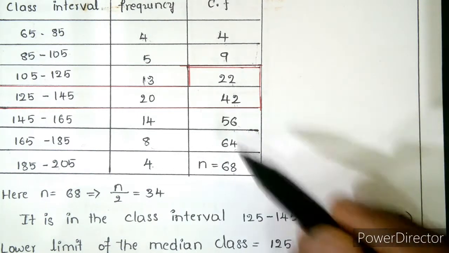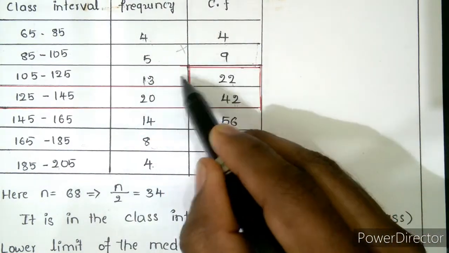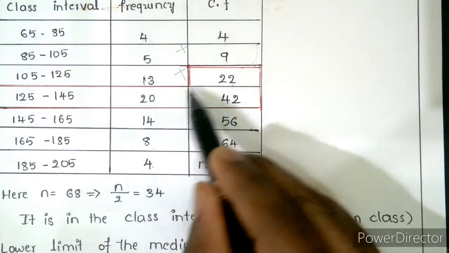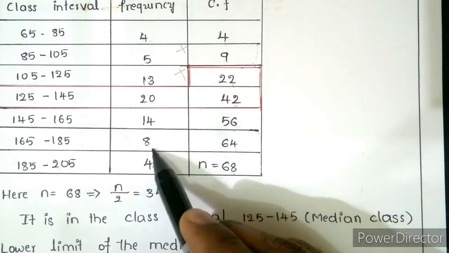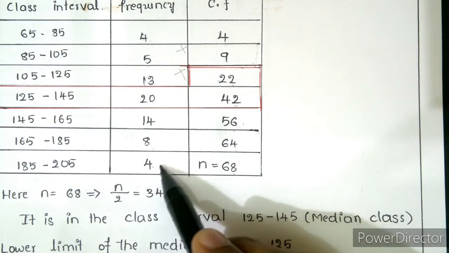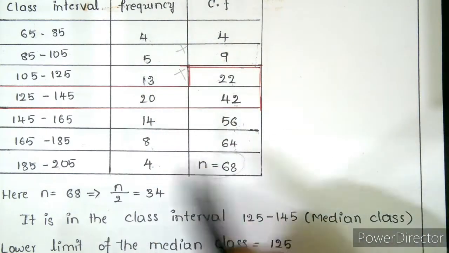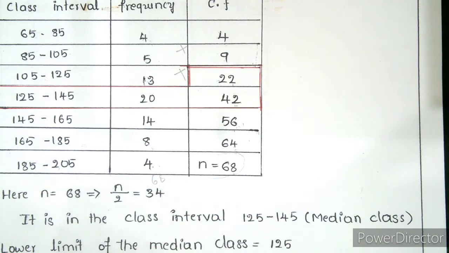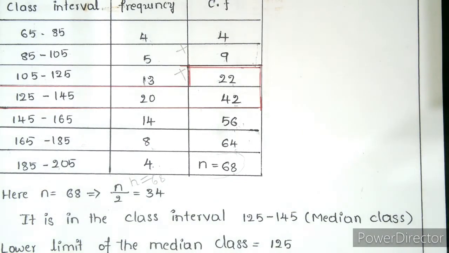So 5 plus 4, 9. 13 plus 9, 22. 20 plus 22, 42. 14 plus 42, 56. 8 plus 56, 64. 4 plus 64, 68. If you add all the frequencies, summation fi for i equal to 1 to n, you get 68. So this is n. The value of n is 68. Therefore n by 2 is 34.